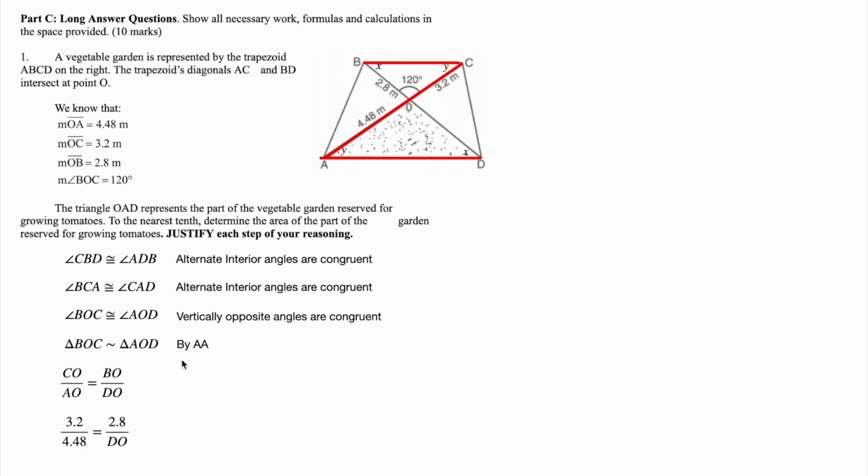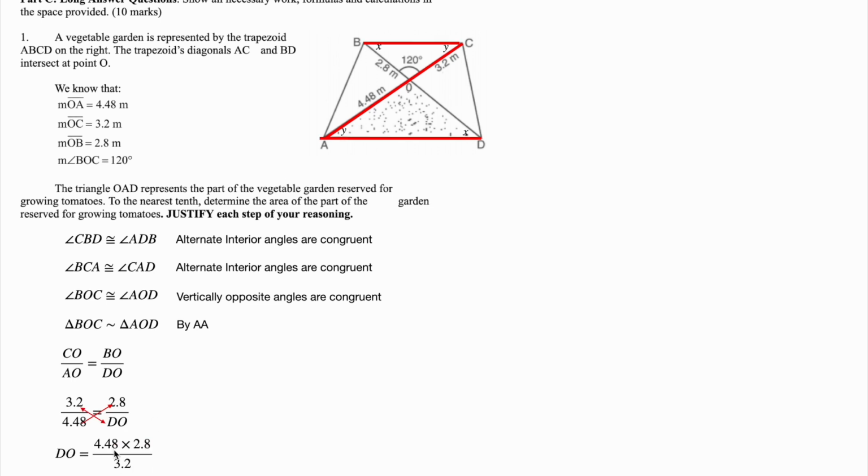Side CO, this is the longer of these two sides, so CO to AO is the same as BO to DO, which is 3.2 over 4.48 is 2.8 over DO. I'm going to cross multiply. I'm going to multiply the 4.48 by the 2.8 and switch the 3.2 and the DO. That's going to give me DO is equal to 4.48 times 2.8 divided by 3.2, which is 3.92. We know that this is 3.92.